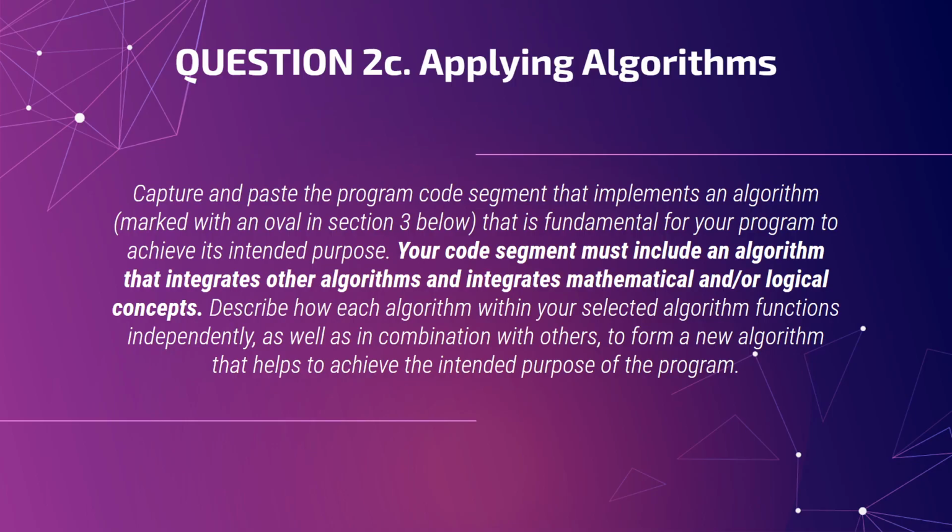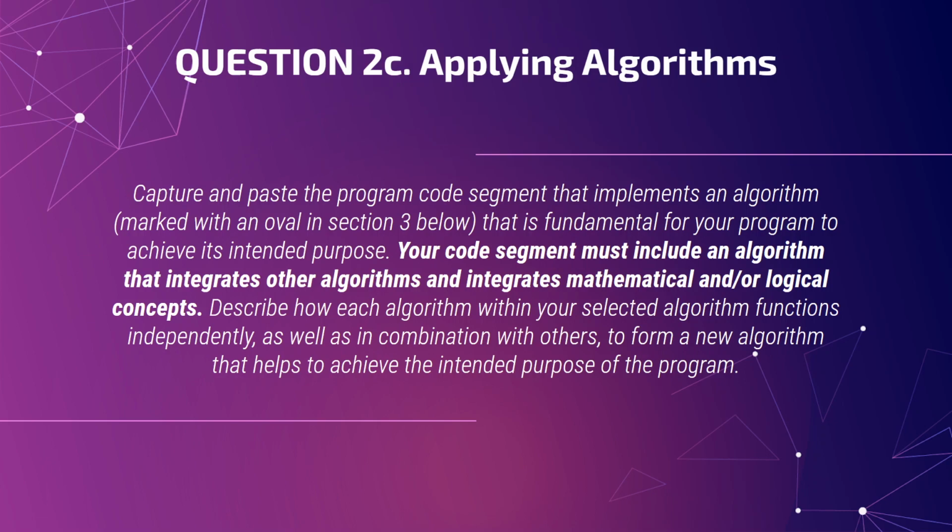We take a look at the question first. So this is applying algorithms. And the first thing they're going to have you do is copy and paste your code and put an outline around it as part of your submission. And then in question 2C, what you're going to do is talk about that algorithm and how it functions inside your program.